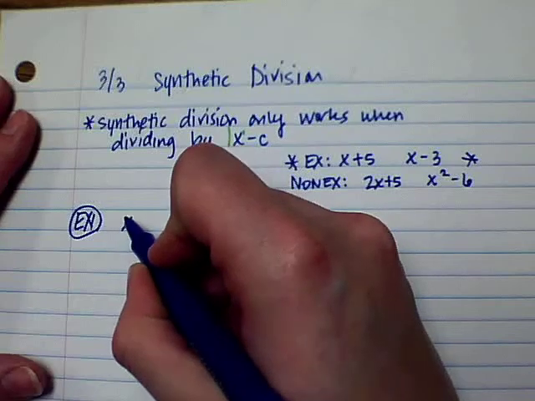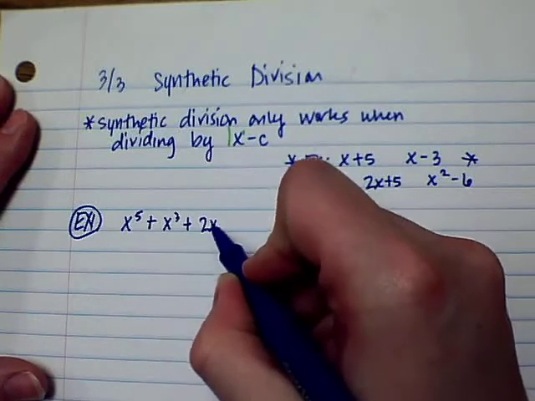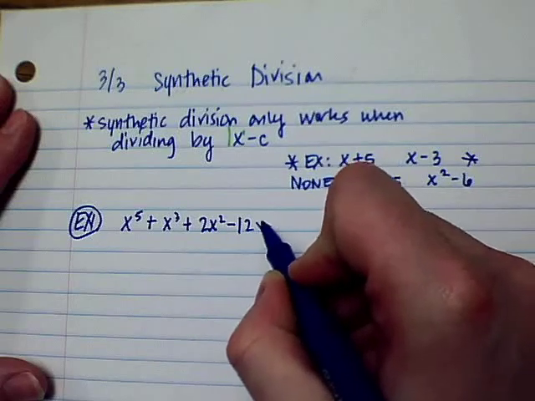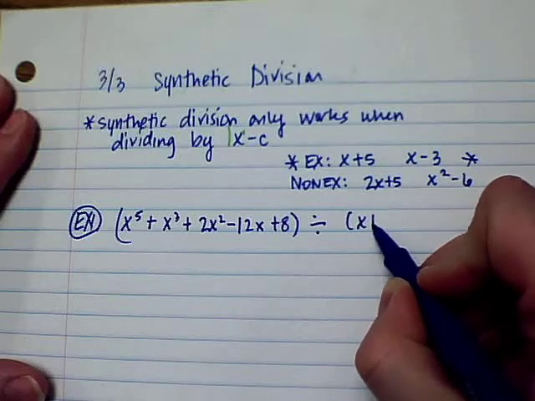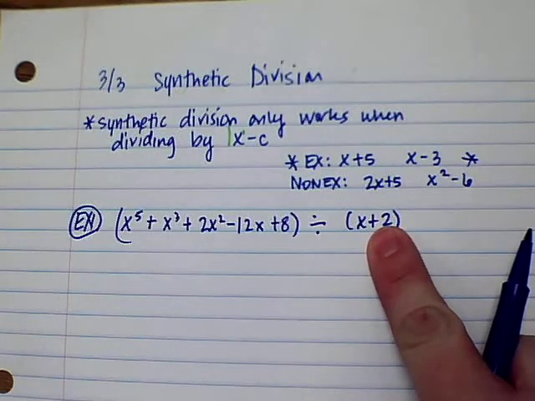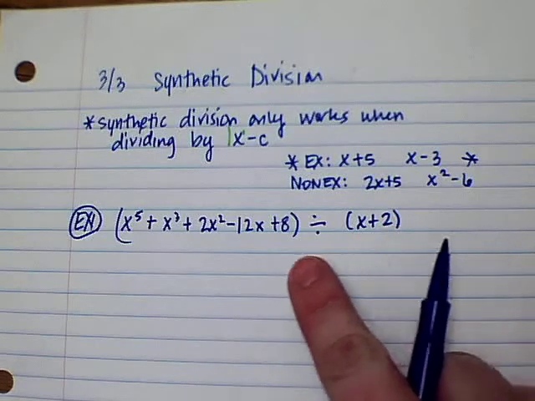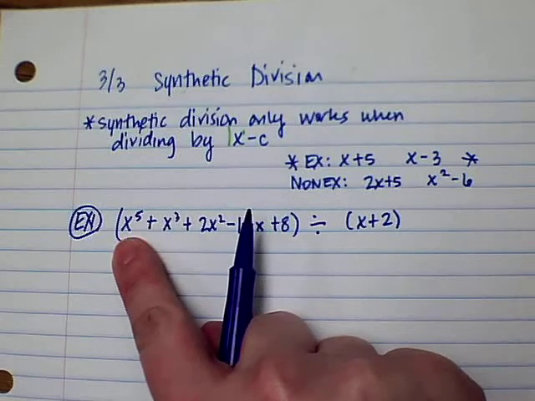So if I start off with x to the 5th plus x cubed plus 2x squared minus 12x plus 8 divided by x plus 2. This is that linear factor that we're talking about when we're dividing. And like when we did box method, you have to have every term filled in. So I need to go in descending order and have all of the terms.